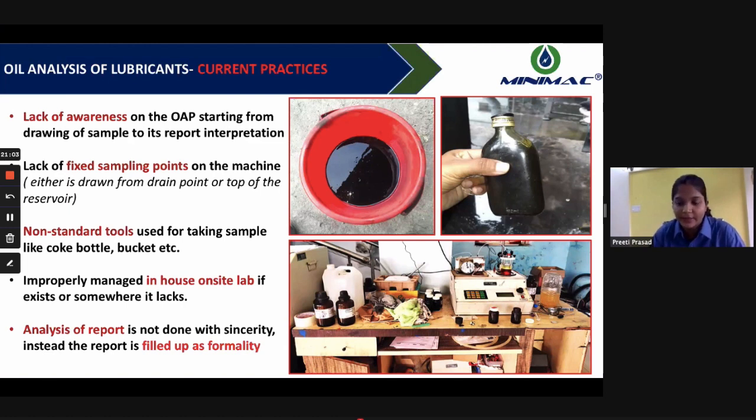You can see this picture of a lube oil analysis lab. Many industries lack an on-site oil analysis lab, and if they have one, it is not well maintained, which in the end adds moisture or contamination into the sample. A good representative sample can give you the right report. So sampling is a very important factor, but the analysis is not done with sincerity. Instead, the report is just filed away in their files. So these are the current practices.